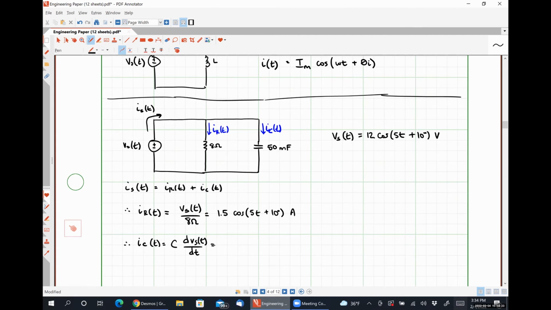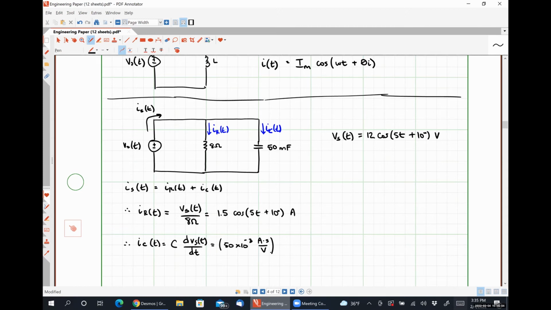So let's go ahead and do some math here. So 50 millifarads, that's 50 times 10 to the minus 3. A farad is an amp second per volt. How do we take the derivative of 12 cosine(5t + 10 degrees)? Chain rule? So chain rule is definitely going to be involved. Negative 60 sine(5t + 10 degrees). Yeah, so 100% you're correct.